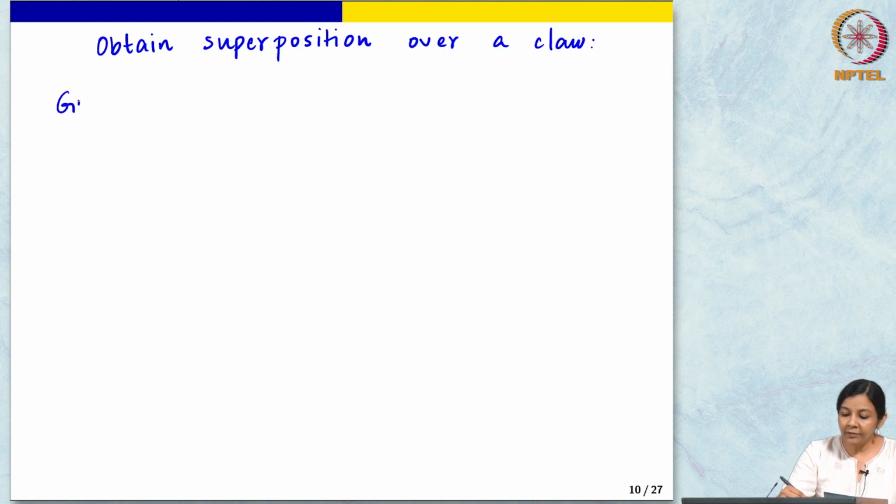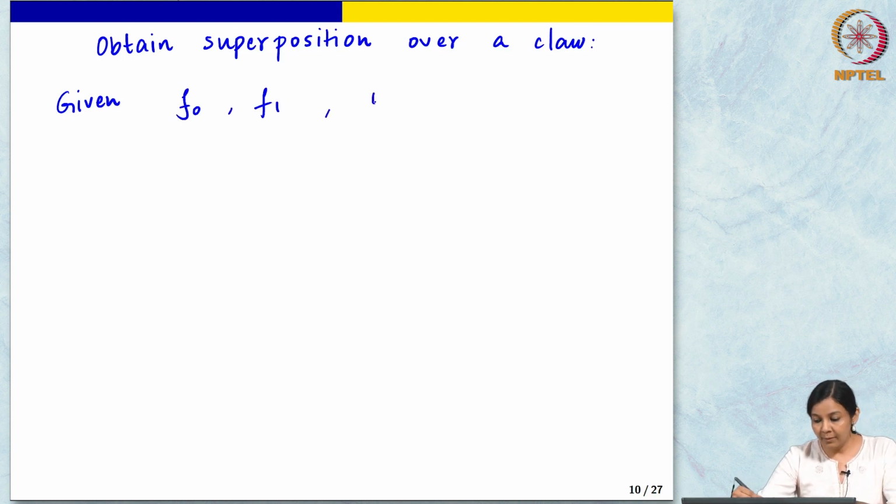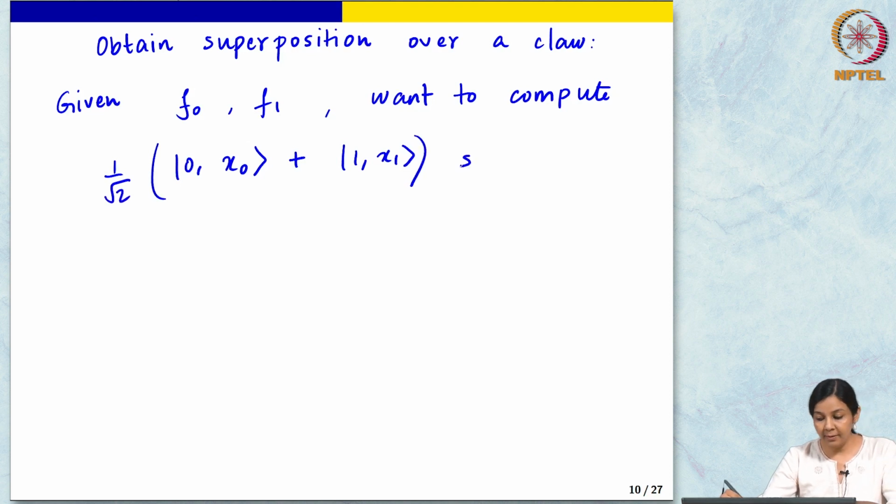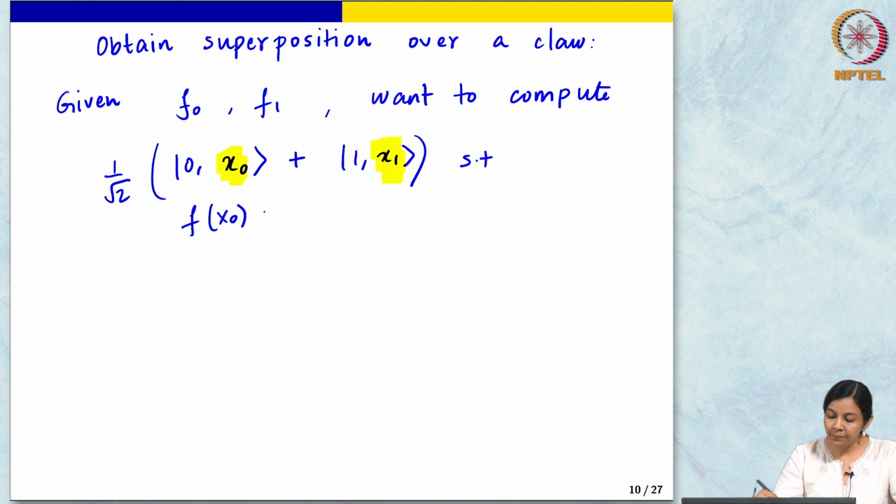So, what do you think first of all is the goal here, when we say superposition over a claw? Essentially I am given f0 and f1, and I want to compute, just as the name suggests, a superposition. There is some normalization factor of a claw. So x0 and x1 is a claw, which means that f of x0 is equal to f of x1. This is something that I want to do.